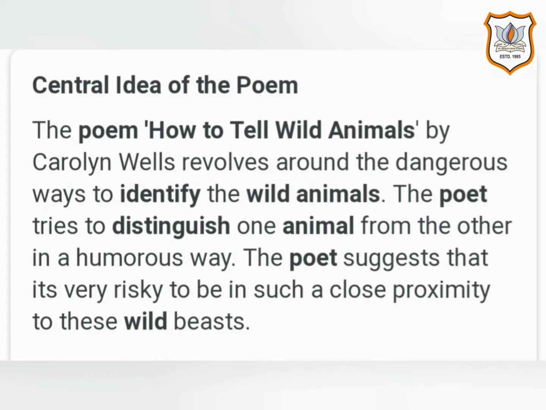Let us understand the central idea of the poem. The poem How to Tell Wild Animals by Caroline Wells revolves around the dangerous ways to identify the wild animals. The poet tries to distinguish one animal from the other in a humorous way. The poet suggests that it's very risky to be in such close proximity to these wild beasts.